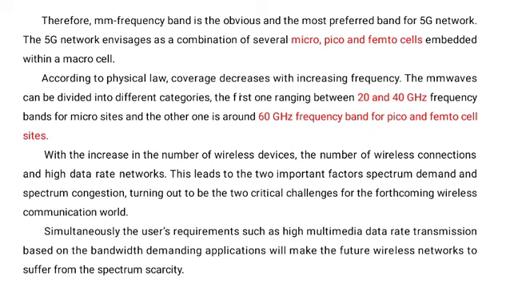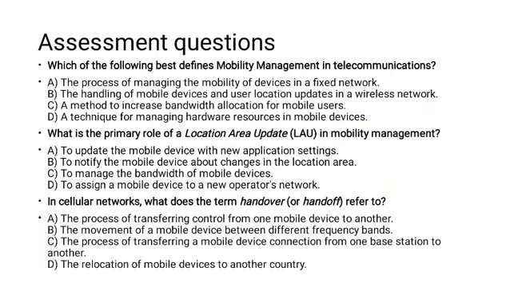cells. With the increasing number of wireless devices, wireless connections, and high data networks, this leads to two important factors: spectrum demand and spectrum congestion. So for the coming wireless networks, we can find high multimedia data rate transmission based upon bandwidth demanding applications. After this, which of the following best defines mobility in telecommunication?